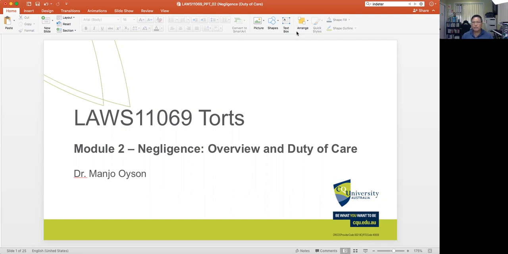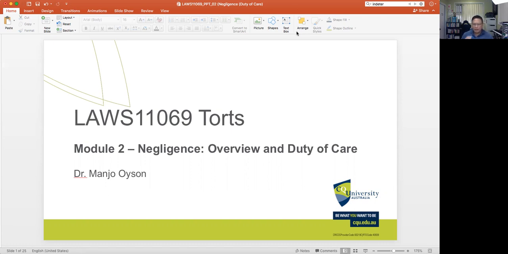So as we will see later on, there are three key elements of a negligence action in tort. One is that there has to be a duty of care. Second, there will be a need to establish that there is a breach of that duty of care, which then leads to damage upon a particular plaintiff.